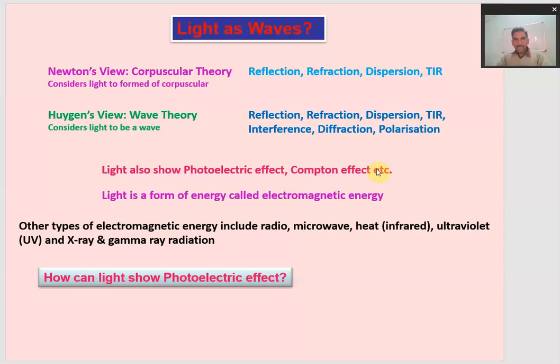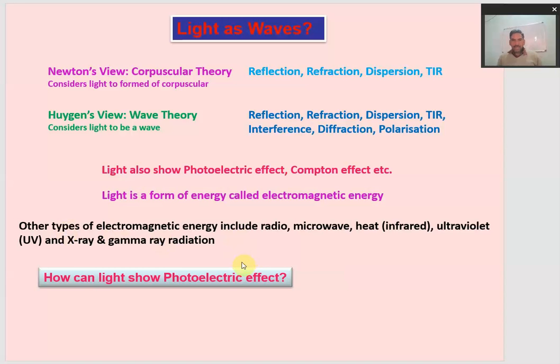So to begin with, we start with what light is again. Light in simple form is a form of energy called electromagnetic energy. According to Newton's theory it behaves in one way, and according to Huygens it behaves the other way, as a wave. So light is a kind of wave as viewed by Huygens. Other types of electromagnetic energy also include radio waves and microwaves, which we already know about. So the very first thing here, we will try to understand how the photoelectric effect is shown by light.